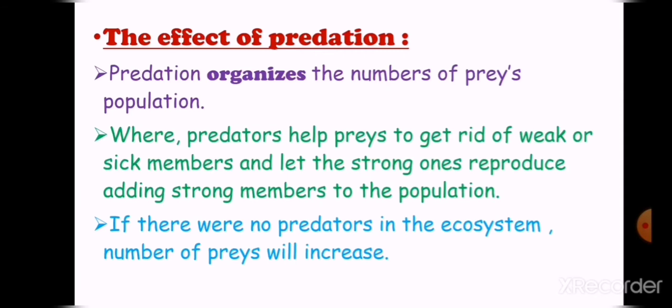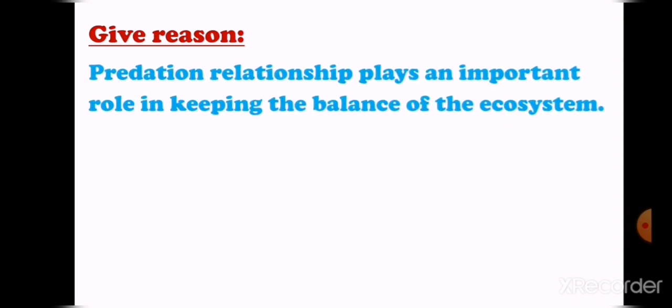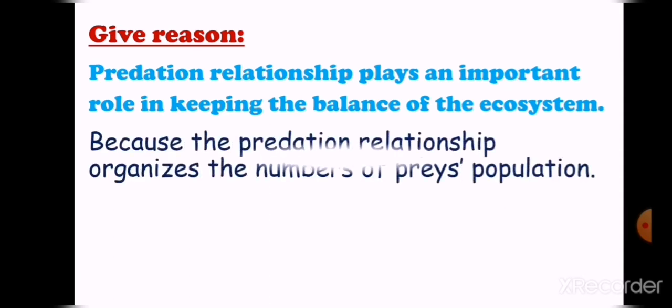So, if there are no predators in the ecosystem, the number of prey will increase, because the predators organize the number of prey. If I ask you to give a reason why the predation relationship plays an important role in keeping the balance of the ecosystem: because the predation relationship organizes the number of prey populations.